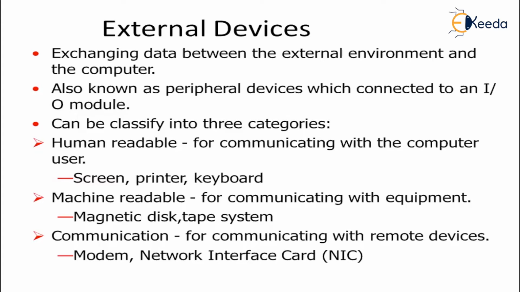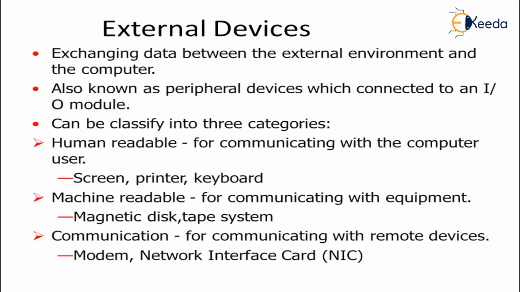Now, these are classified into three categories. First thing is human readable, for communicating with the computer user. Now, what do we mean by human readable? It is not in the form of binary language. The binary language gets converted into a form which is readable by human beings. Examples are different sorts of keyboards, different sorts of screens. It can be a PDA, a laptop, a desktop, and a printer.